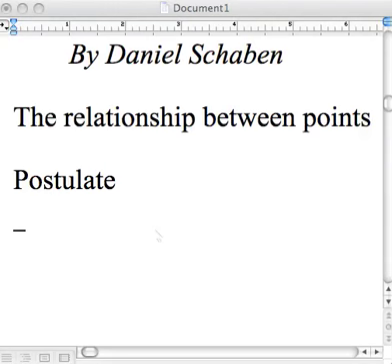Alright, let's talk about the relationship between points. First term we need to talk about is a postulate. A postulate, or axiom it is sometimes called, is a statement that's accepted without proof, and a basic assumption in geometry or mathematics in general. We accept them without any type of proof at all. One of the few things we accept without proof.